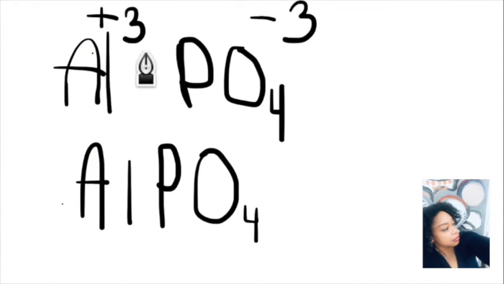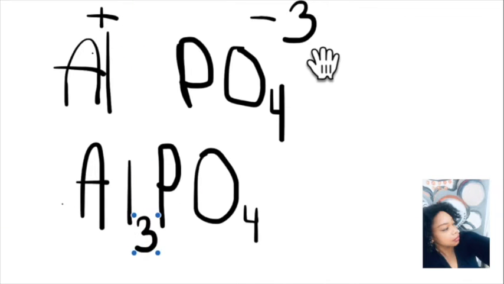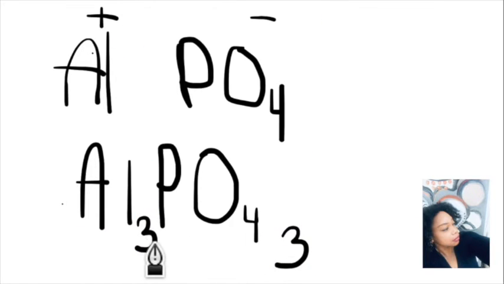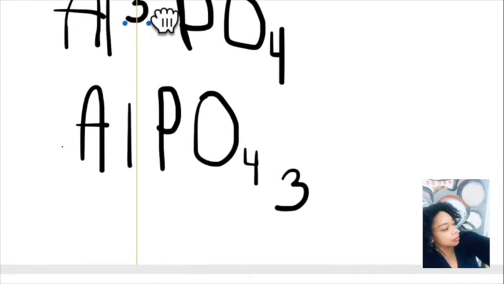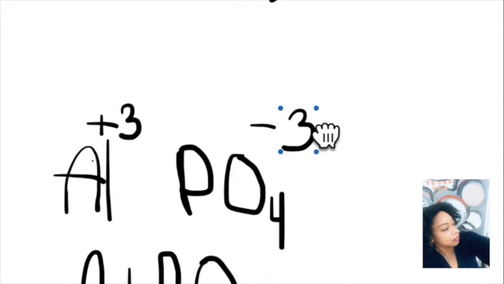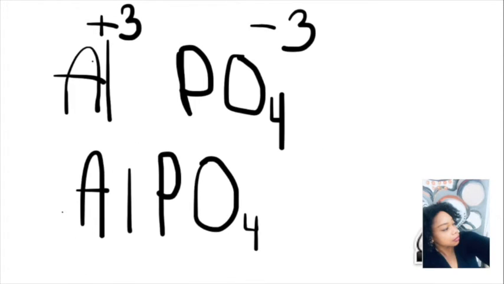Okay. So 3 to 3 is really just 1 to 1, ladies and gents. 3 to 3 mathematically is just 1 to 1. So you don't need to show anything there because 1 to 1 is understood. So you can just write AlPO4.